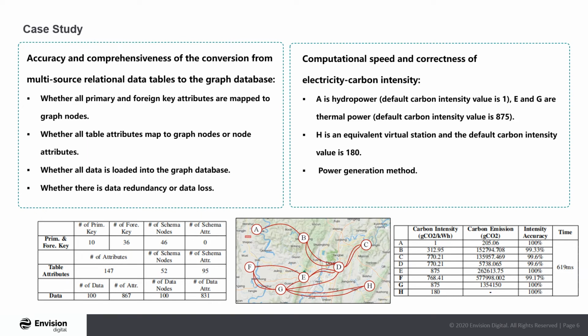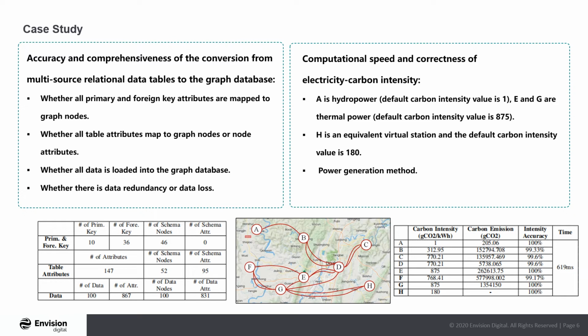We then randomly extract 10 pieces of data from each table, check whether each piece of data and its associated information are mapped to the graph database, and can form a complete node attributes graph. Table 1 shows the test results of the conversion from multi-source relational data to the graph data.